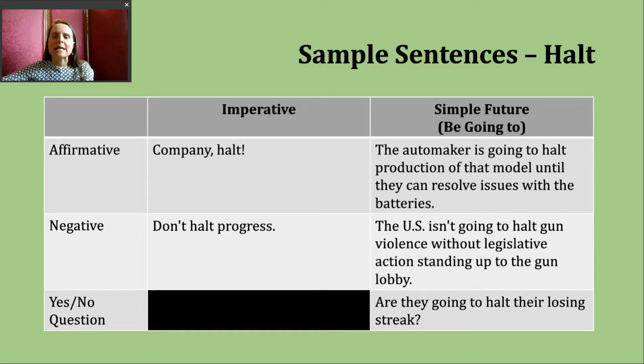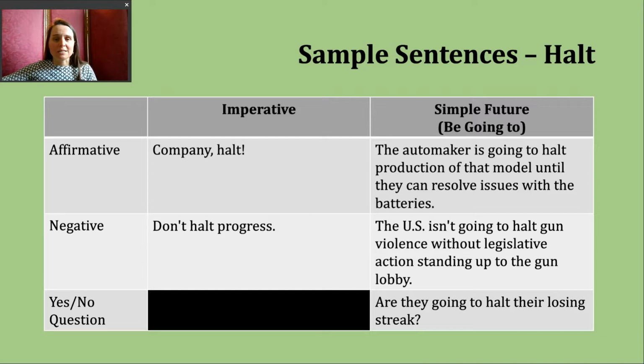It's a longer sentence. It says the automaker is going to halt production of that model until they can resolve issues with the batteries. Okay. I saw a sentence kind of similar to this in a news article, again, noting, right, we're going to discontinue, we're going to stop production until they can fix some problem they're having with one of the parts to this particular car. So in that affirmative example, automaker, singular, right? So you see is, going, to, and then our base verb.